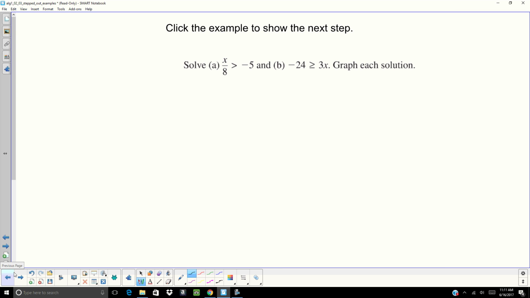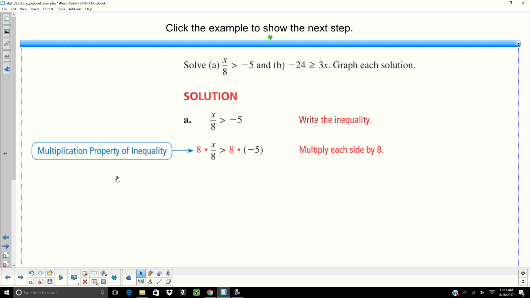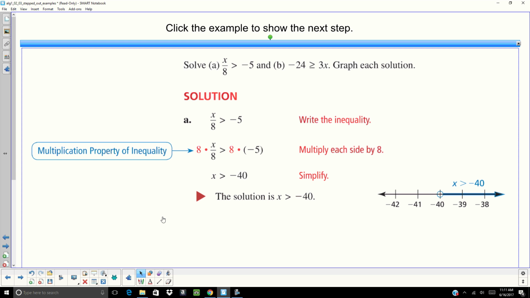So on the first one, x over 8 is greater than negative 5, and negative 24 is greater than or equal to 3x. Well, I'm taking x divided by 8, so I'm going to ask myself, how can I get rid of that division? Well, multiply both sides by 8. x is greater than negative 40, I'm sorry, which is going to be an open dot shaded to the right.